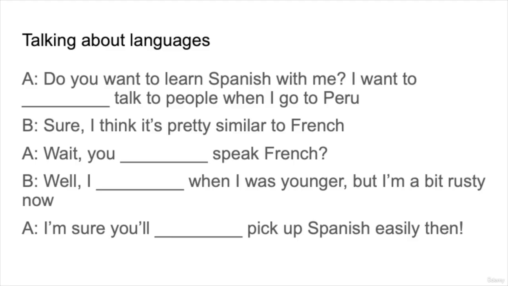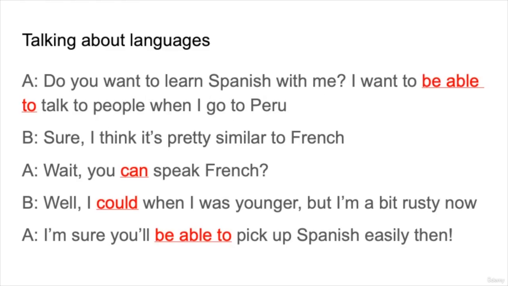Okay, let's look at the answers. Do you want to learn Spanish with me? I want to be able to talk to people when I go to Peru. So here we've chosen be able to because want to indicates a future ability. So I can't right now, but I want to be able to speak to people when I go to Peru.